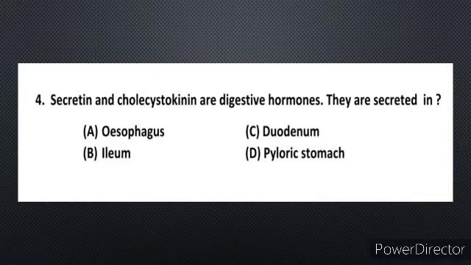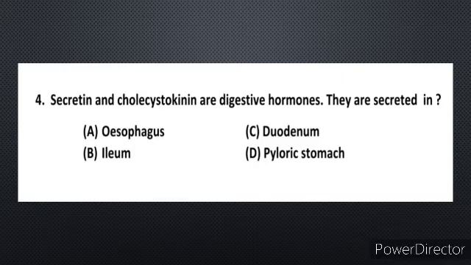Fourth question. Secretin and cholecystokinin are digestive hormones. They are secreted in. The answer is duodenum. The duodenum secretes many hormones such as secretin, cholecystokinin, duocrinin, enterogastrone, enterocrinin, vasoactive intestinal peptide, gastric inhibitory peptide, etc. So these are the hormones that are secreted by the duodenum.